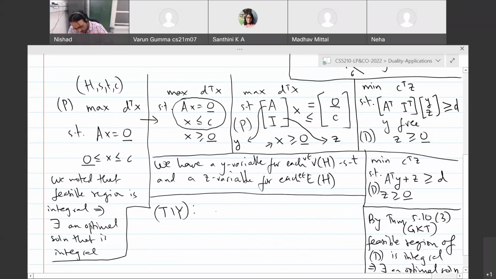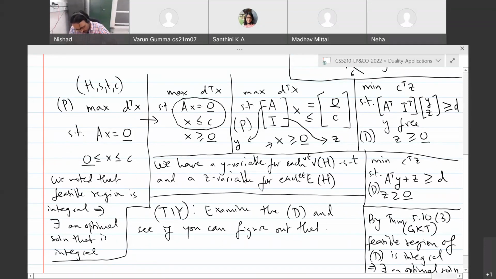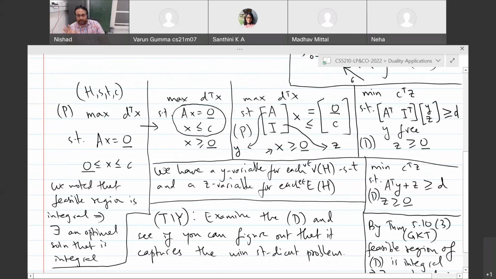So examine the dual and see if you can figure out that it captures the min S-T cut problem. Okay, it's non-trivial. You need to really examine it closely and figure out what's going on with respect to each vertex. I will give you a hint.